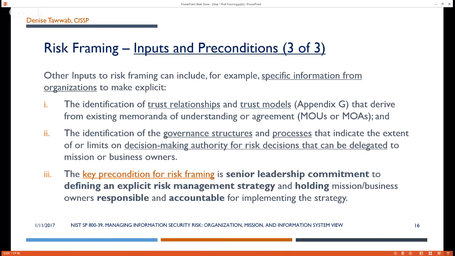The key precondition for risk framing, though, is senior leadership commitment to defining an explicit risk management strategy and holding mission business owners responsible and accountable for implementing the strategy. Let me say that again. The key precondition for the risk framing step in the risk management process is senior leadership's commitment to defining an explicit risk management strategy and holding mission business owners responsible and accountable for implementing this strategy. You have to have buy-in from the top.